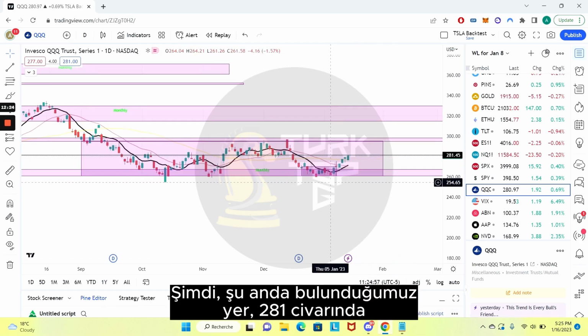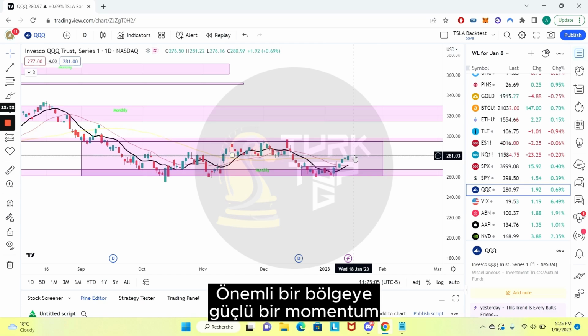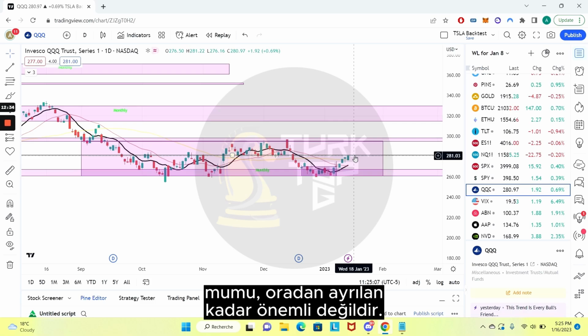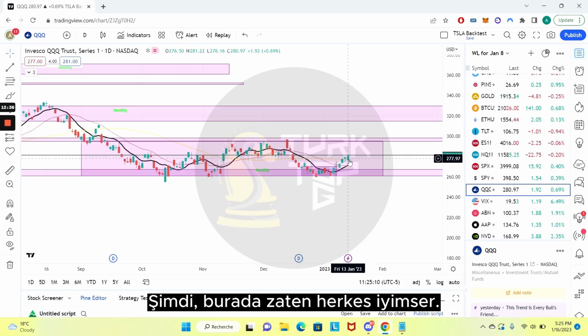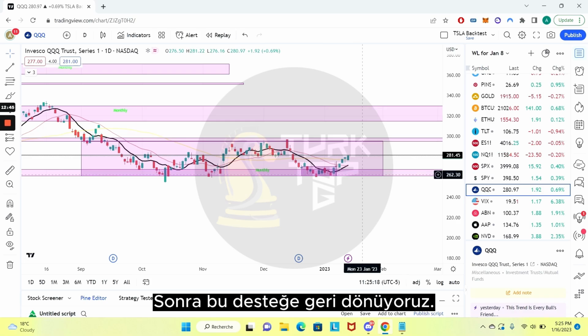Now, where we are right now is we have a strong momentum candle into this zone around 281. A strong momentum candle into an important zone is not as important as the one leaving it. Now, everybody is bullish here already. What happens if a strong momentum candle leaves this zone away? Then we go back to the support.